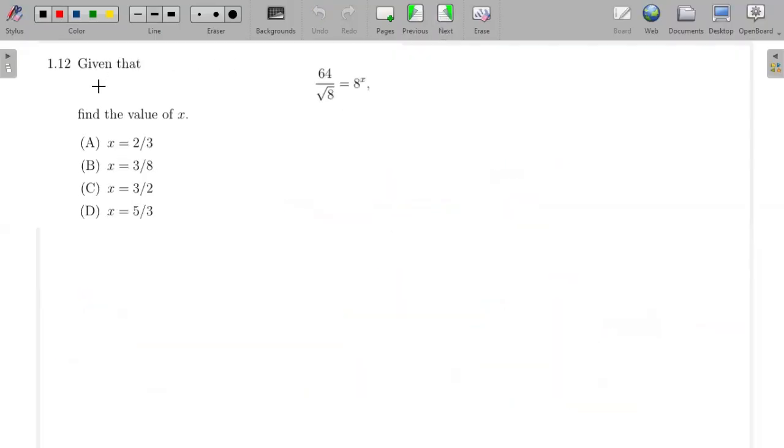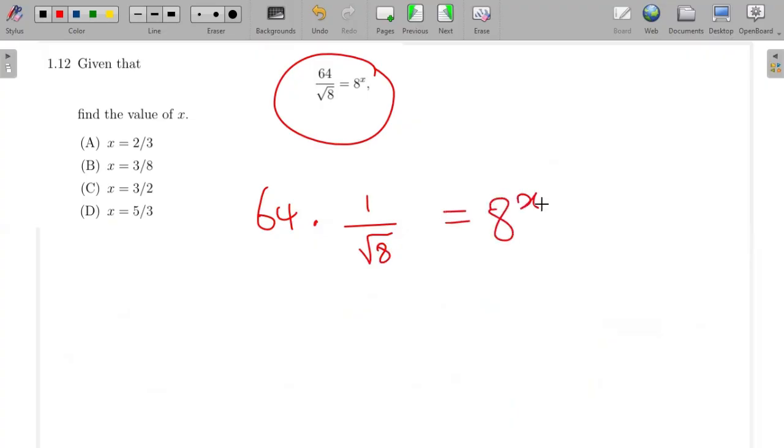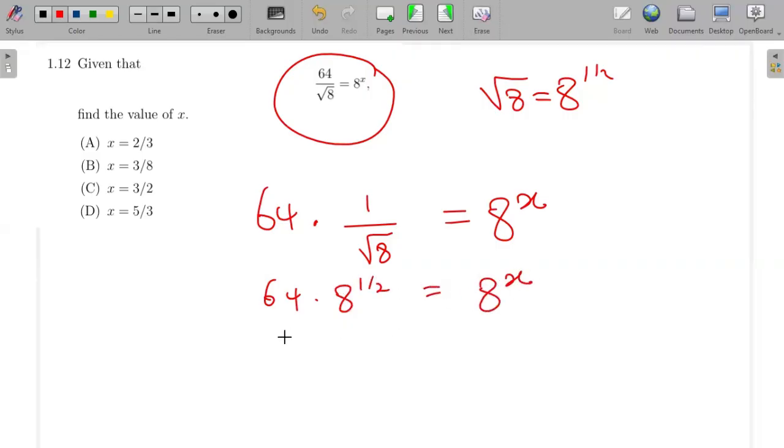So now, question 12, they're saying given that this expression is equal to that, find the value of x. So here it's just playing with the powers. So I'll write this as 64 multiplied by 1 over the root of 8 is equal to 8^x. But now, root of 8 is the same as 8 to the power half. So this will be 64 multiplied by 8 to the power half equals 8 to the power x. And then 64 is the same as 8 to the power 2 multiplied by 8 to the power half, which will be equal to 8^x.